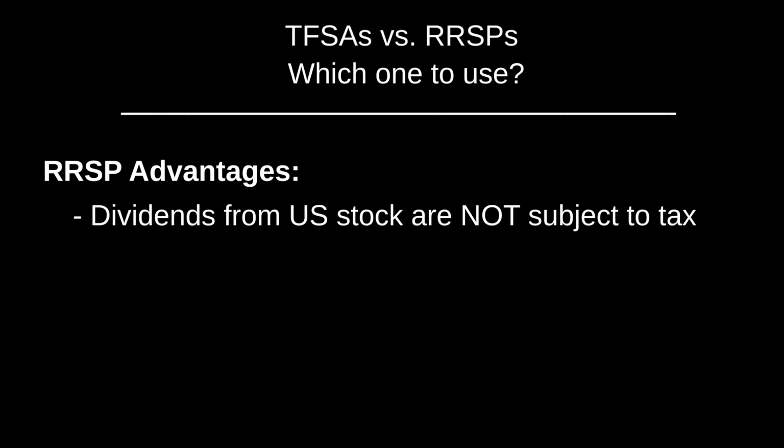So let's flip the script and talk about the advantages of an RRSP account over a TFSA account. So the first advantage is that dividends that are paid from American stocks that are held within an RRSP account are not subject to tax like they are in a TFSA account. So if you have the choice of holding American dividend paying stocks in either type of account, you're better off using an RRSP account for that reason.